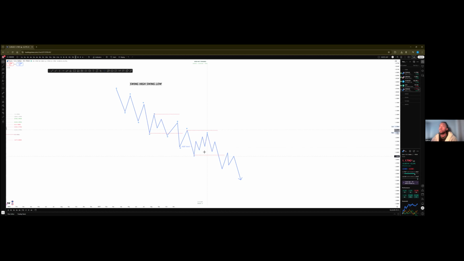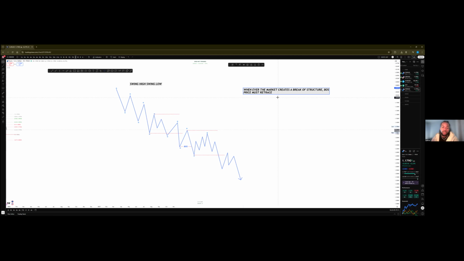When this happened, price must retrace. So write this in your notes right here. Whenever the market creates a break of structure, slash BOS, price must retrace.